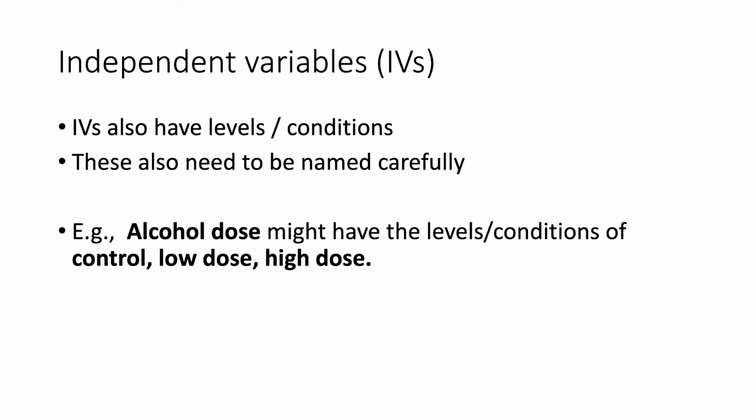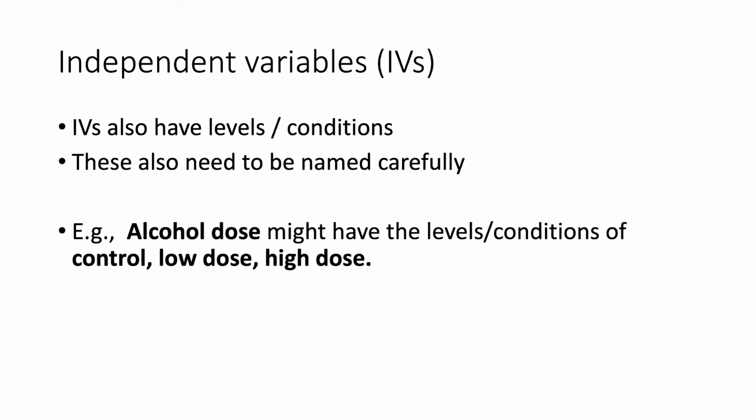So IVs also have levels. So aside from having one carefully named variable, there will also be levels of that independent variable too. So if you think about an example that I was just using, alcohol dose, this might have meaning for someone who is just starting to read about a piece of research. It might be that you're interested in the effects of different alcohol doses on eyewitness memory. But then it might be the case that you still need more information about that. Okay, so they're going to be manipulating alcohol dose. Exactly how are they going to do that?